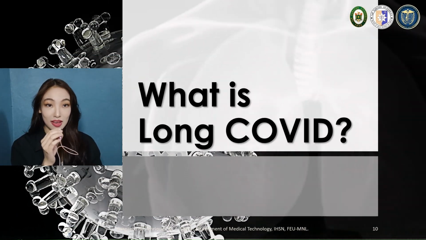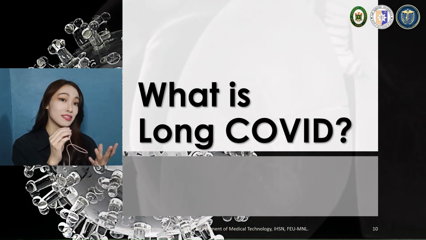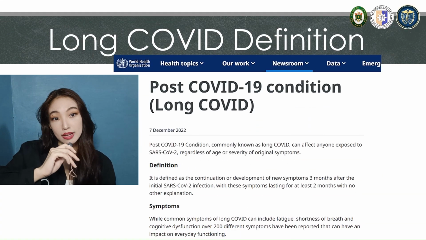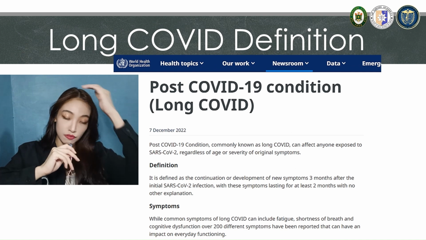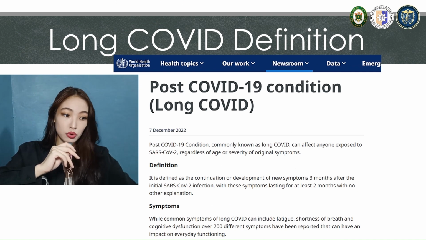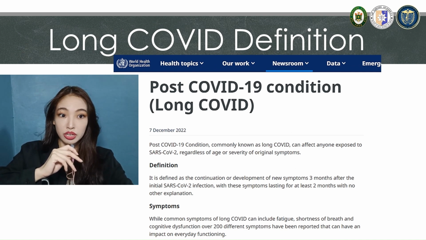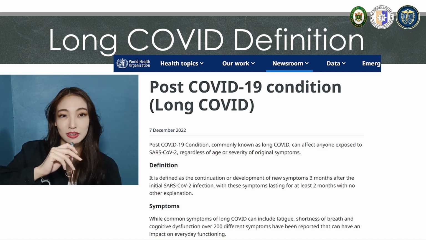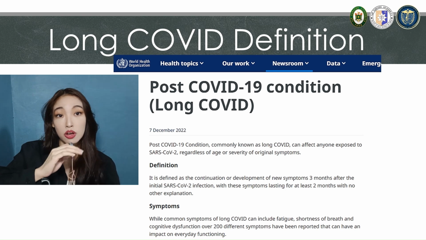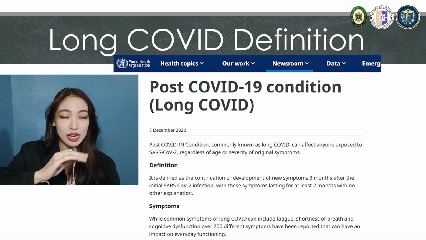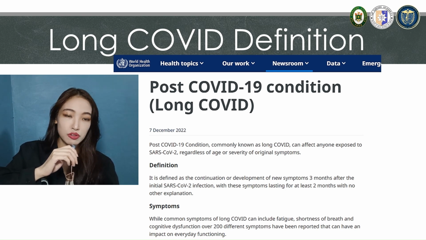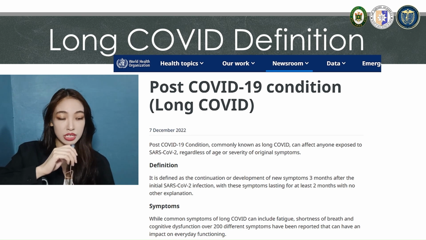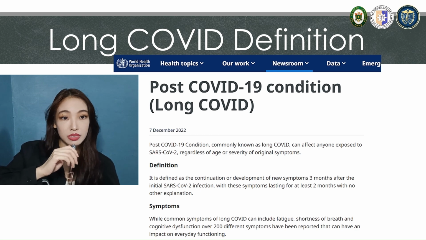So let's now answer the question, what is long COVID? Let's proceed to look at some of the formal definitions of long COVID. According to the World Health Organization, or WHO, the post COVID 19 condition, commonly known as long COVID, can affect anyone that has been previously exposed to SARS-CoV-2, regardless of age or severity of original symptoms.